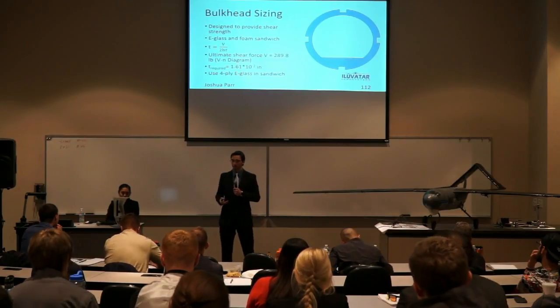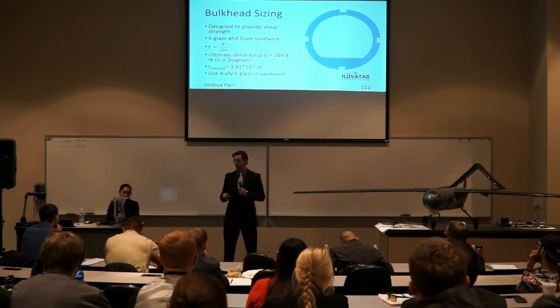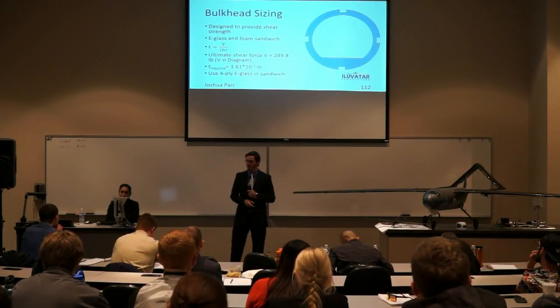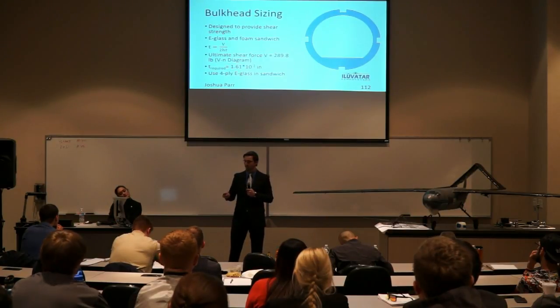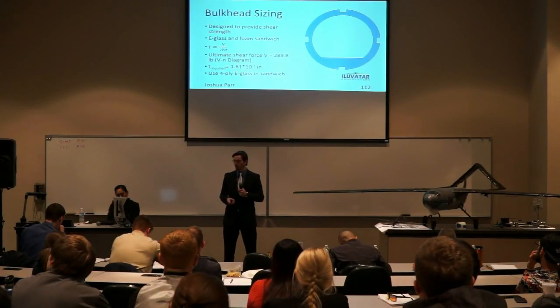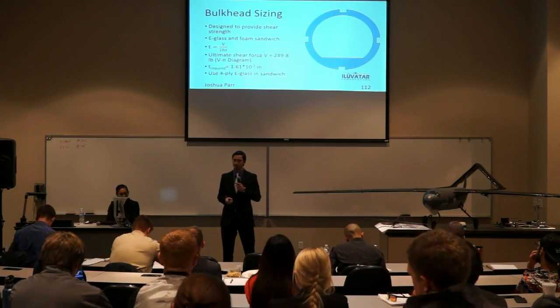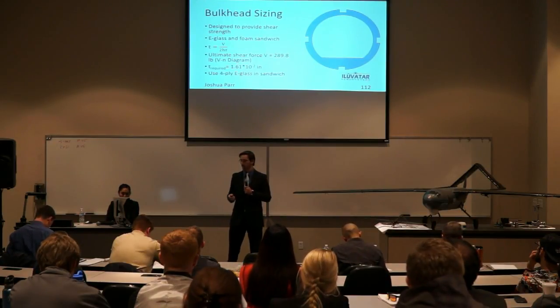Then we have our bulkhead sizing, which is designed to provide shear strength. It had an e-glass and foam sandwich. The equation for that required thickness is also shown on screen. Ultimate shear force needed to be predicted was 290. That's from the Venn diagram which Paul presented. Then you have our thickness required was once again incredibly small, so we will use just a 4-ply e-glass layup with 2 plies of e-glass on either side of that foam. And that gives us a total thickness of 0.1 inch.